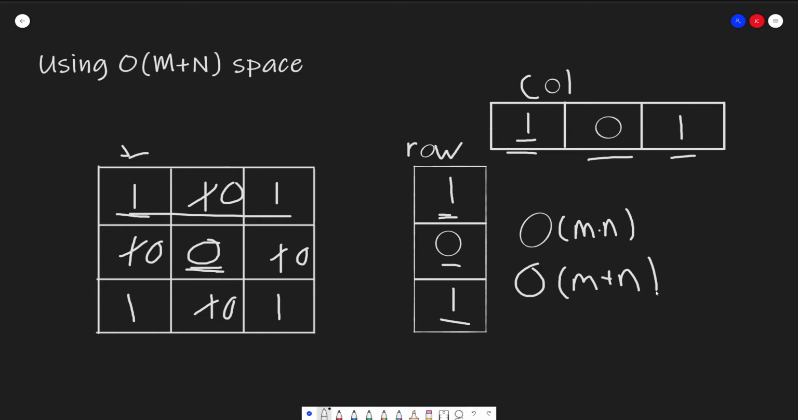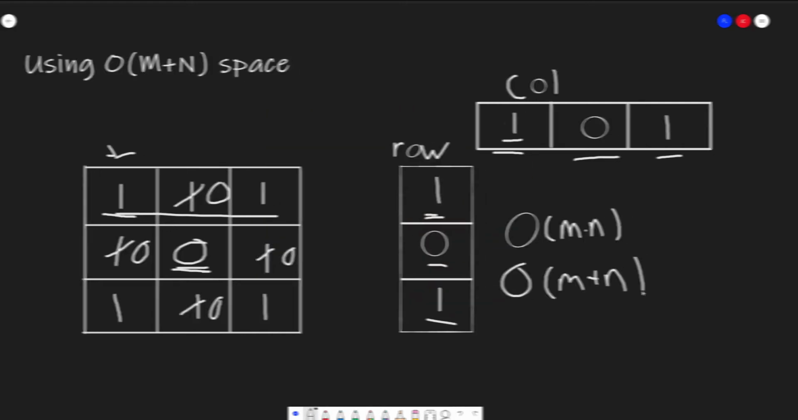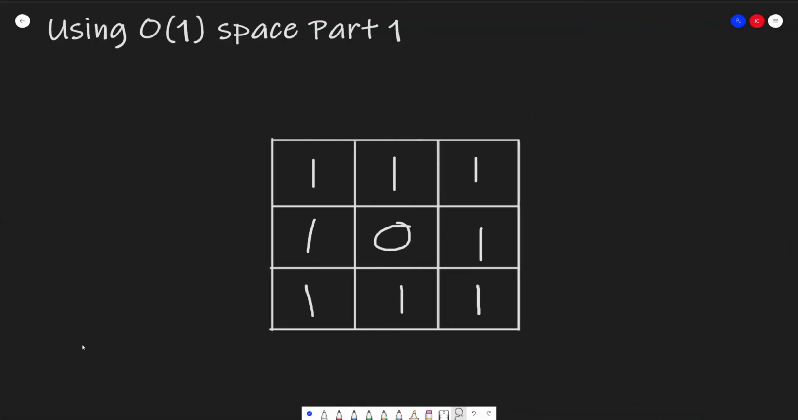Now at this point, you might be feeling pretty good about yourself and you think, yeah, I got the answer. What else do I need to do? Well, what if I told you there was a way to solve this problem in constant space? What? At this point, you might be thinking, how can we possibly solve this problem using only O of 1 space? I know, I had the same question too.